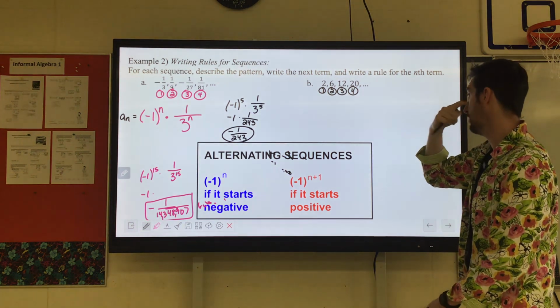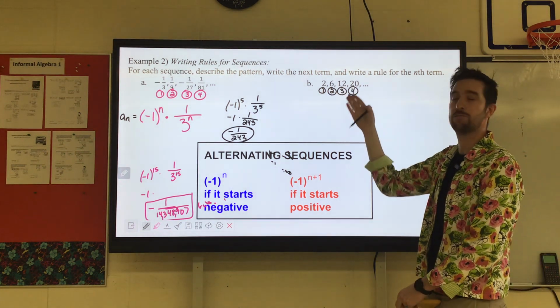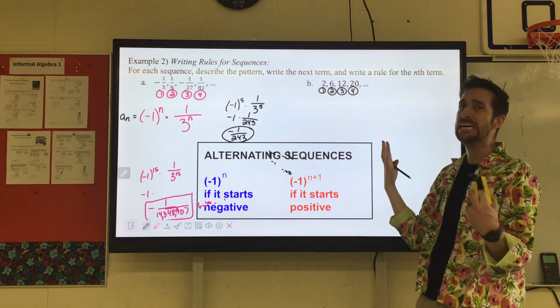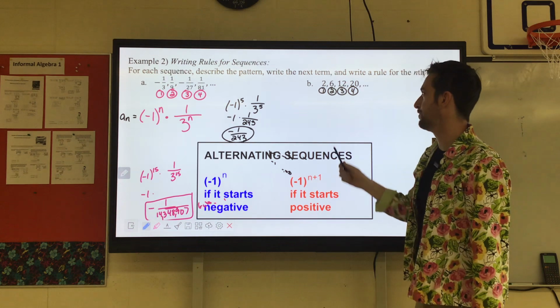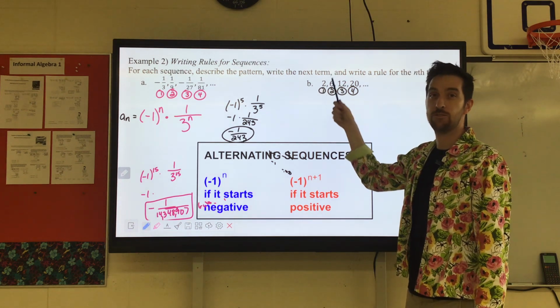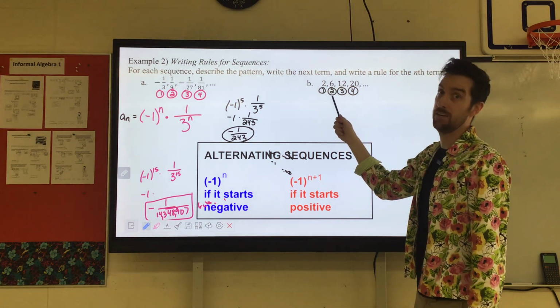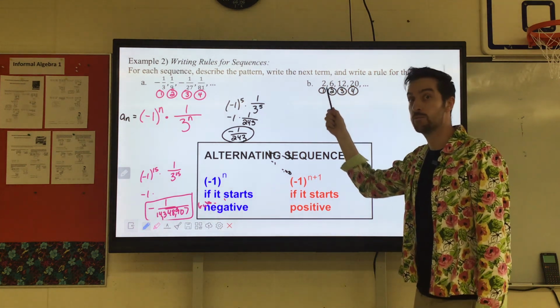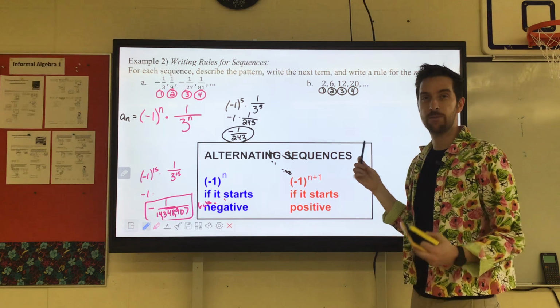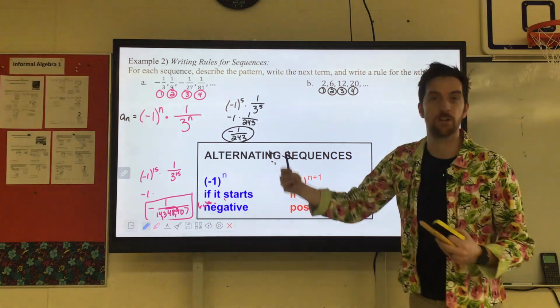So what else do we have? Well, 2 times 3 is 6, but 3 times 3 isn't 12. Ugh! But check this out. This one is a little ridiculous. 1 times 2 is 2. 2 times 3 is 6. 3 times 4 is 12. So it's always the term number times one number larger.